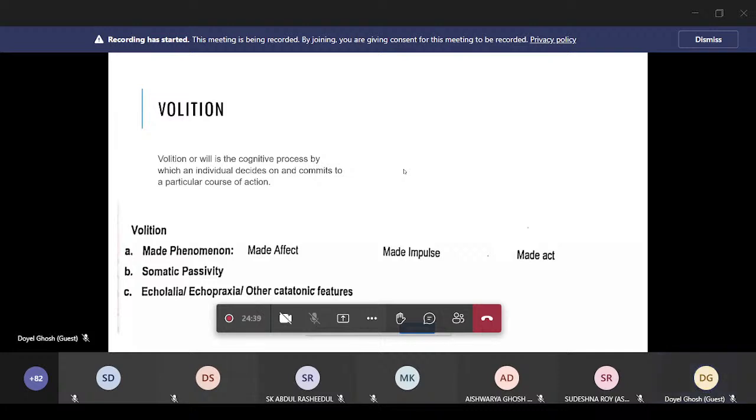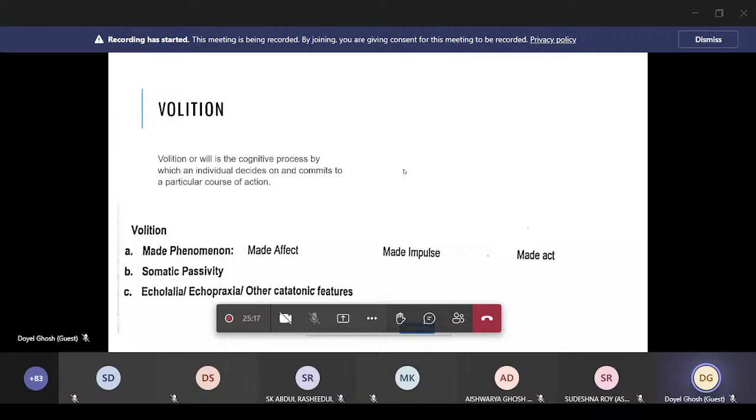This is made phenomena. Generally, it is a characteristic of schizophrenic disorders. Then comes somatic passivity. What is somatic passivity? In somatic passivity, the patient will report that my body or soma is a passive recipient of all the sensations. I am not actively feeling anything. My body is a passive recipient of the feelings. I'm just feeling these things. I'm not doing anything.